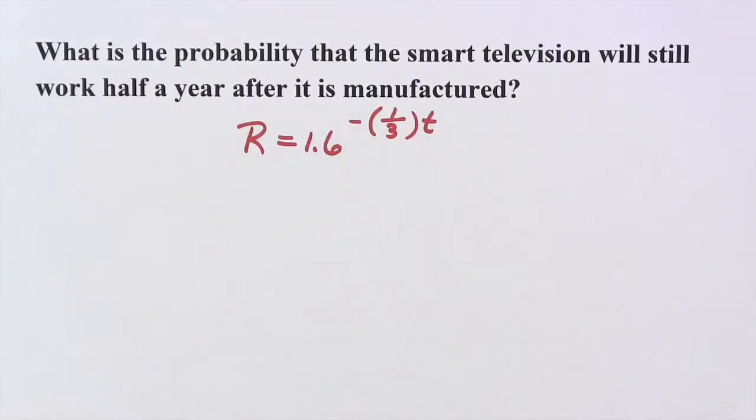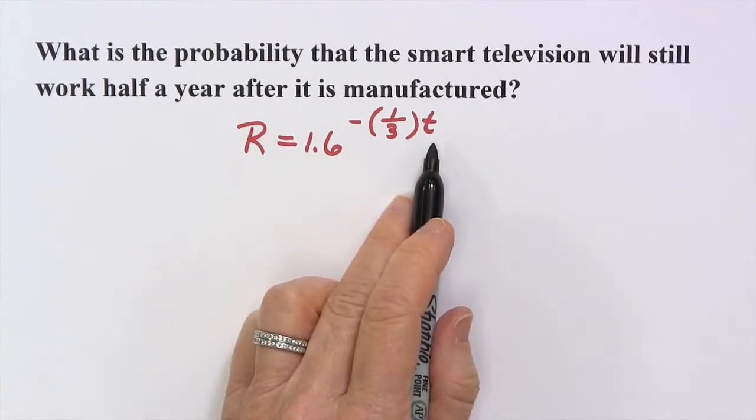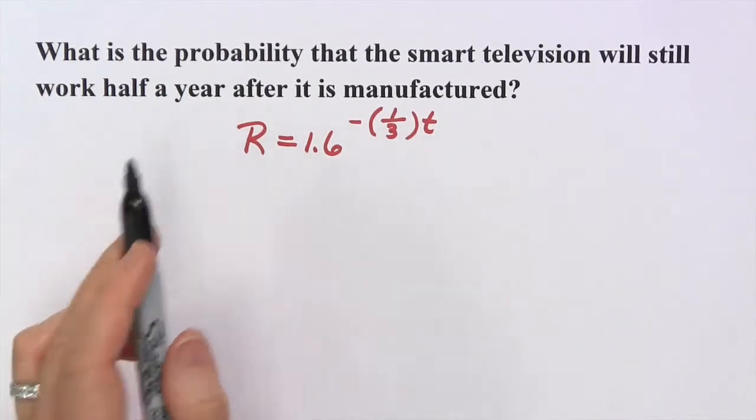What is the probability that the smart television will still work half a year after it is manufactured? Half a year after it is manufactured. Well, I wrote down the reliability function. Here it is. So remember t, that stands for years. So I've got half a year.